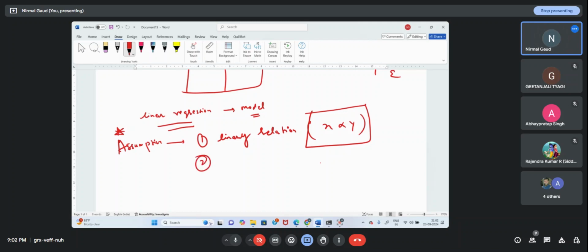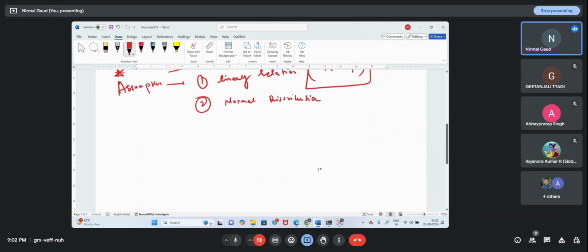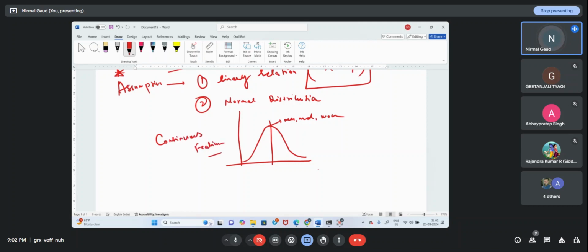Second is very important: normal distribution. What is normal? Like this. This is normal distribution, where mean, median, and mode are equal. I already explained that. So in linear regression, we assume that continuous features should be normally distributed, where mean, median, and mode are equal.